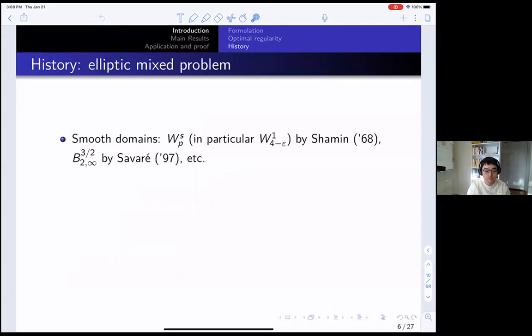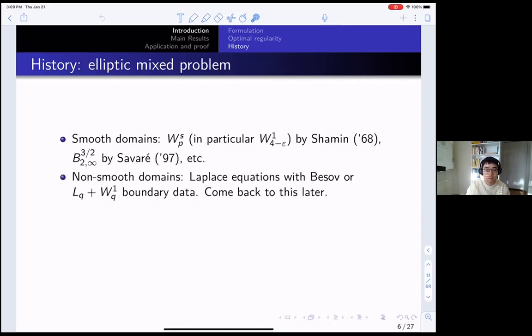Now let me mention some history of studying this mixed problem, and let me start from the elliptic case. For elliptic equations, there are some studies on smooth domains. As we said, even on smooth domains, the solution is not smooth. Right? There's no Schauder theory, no simple Schauder theory like for the usual elliptic equation. And there are some old results by Shamir on W^1_p, in particular W^1_{4-epsilon}. So this is very old. And recently, not very long ago, there is a result by Savaré in Bessel space. And this is also an optimal space, but he measured in the Bessel space, not in this W^1_p.